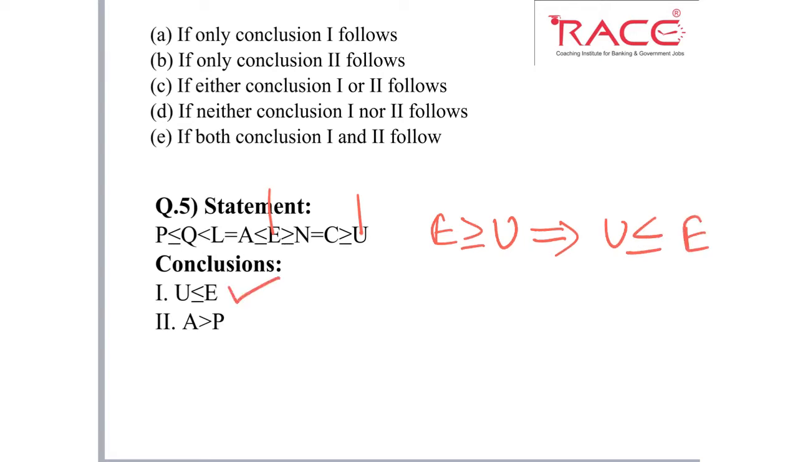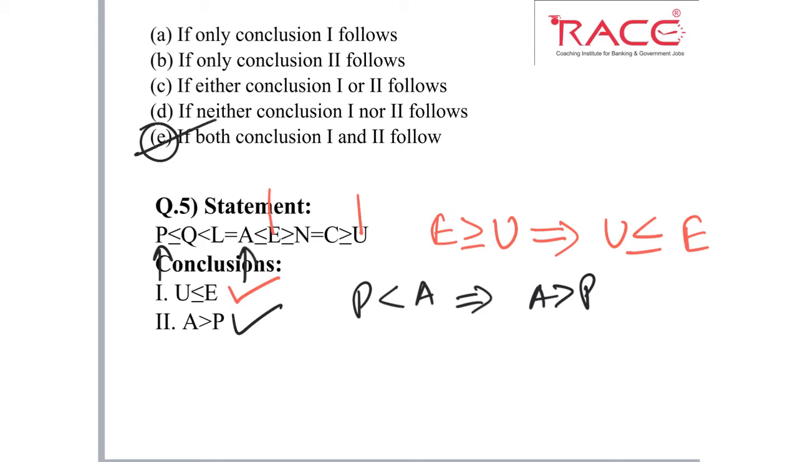So first conclusion follows. Now go for second, A greater than P. So where we have A, here we have A, and here we have P. So first of all, check whether there are any opposite sign. No, there are no opposite sign. Second, we check for highest priority. So highest priority is for less than sign. So it becomes P less than A, which is also equal to A greater than P. This is what they are asking. So what is our answer? Option E, both conclusion follows.